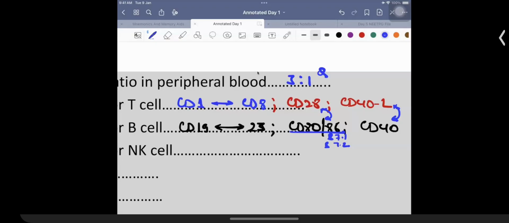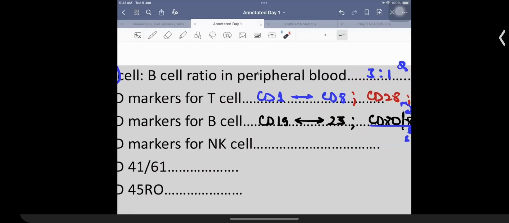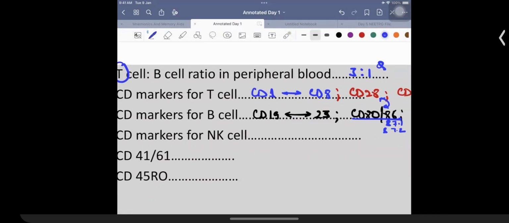Which molecule is given the name of a pan B cell marker? Pan T cell marker was CD3. Pan B cell marker is the name given to CD19. That's what you need to keep in mind. Then we are talking about markers for NK cells. We already discussed: CD16, CD56, CD94. Not 96, my friend. 94, right? CD41 and CD61 are markers which are useful for detection of megakaryocytes.